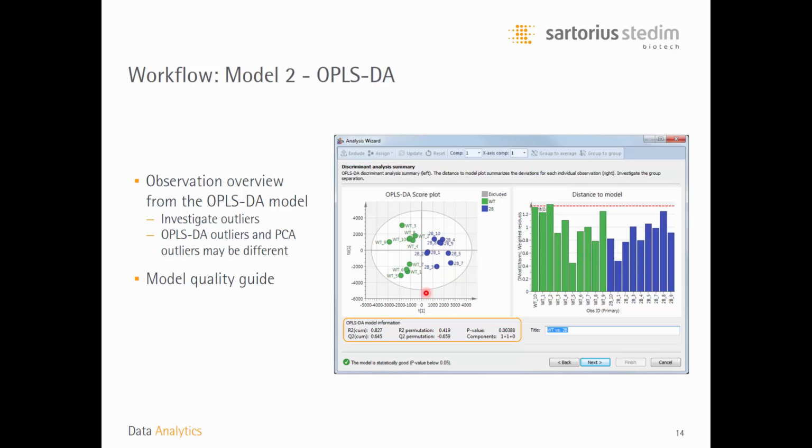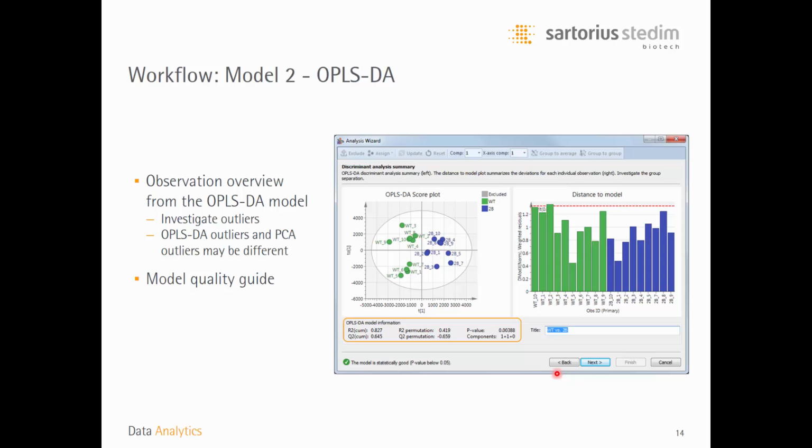In addition, for the OPLS discriminant analysis model, we also have a model quality guide in the lower left-hand part of this window. This model quality guide summarizes a lot of the most essential model performance indicators, and it also provides statistics from some of the complementary tools that are running in the background behind the scenes and are not part of all the plots and tool sets that are seen in the analysis wizard. And in this case, the model is statistically good. The p-value is below 0.05.